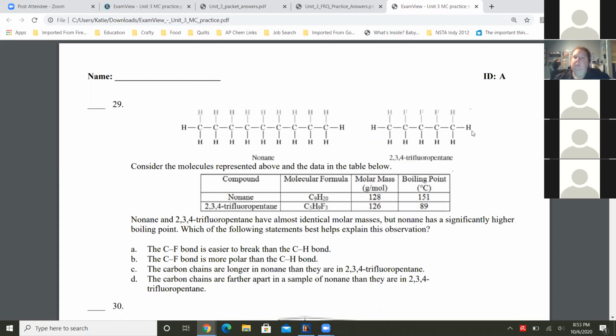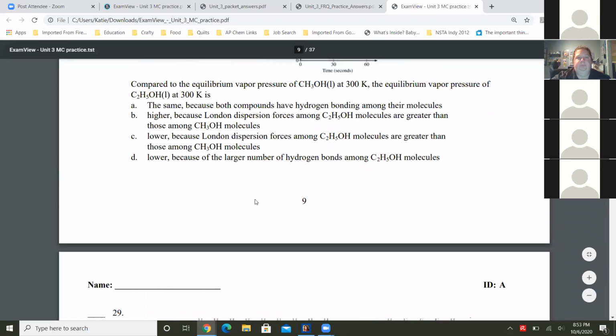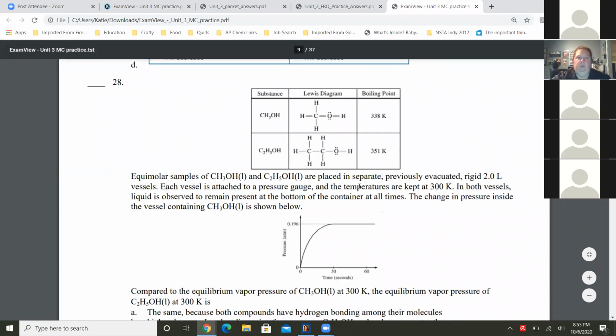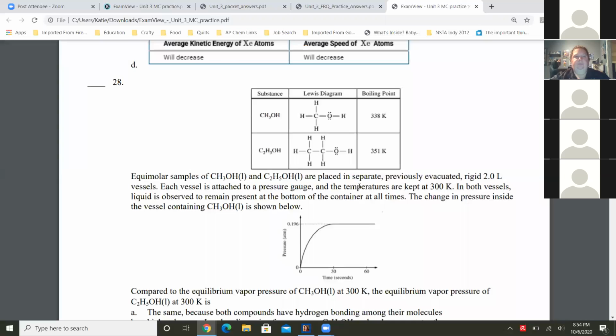Can we quickly go over number 28? Yeah. Okay, oh, this has got lots of stuff. So methanol and ethanol, they give us the structures, they give us the formulas, they give us boiling point.